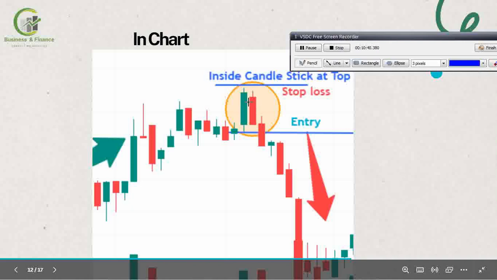Now what we have to do is wait for the confirmation. As soon as the mother candle low is broken, we can enter the trade by keeping the stop loss above the high of this mother candle with a buffer of 1 or 2 points, and then we can ride in the opposite direction of the trend. It is a bearish trade.